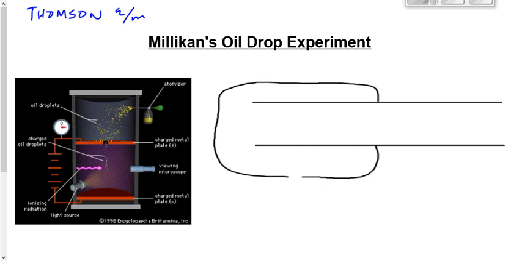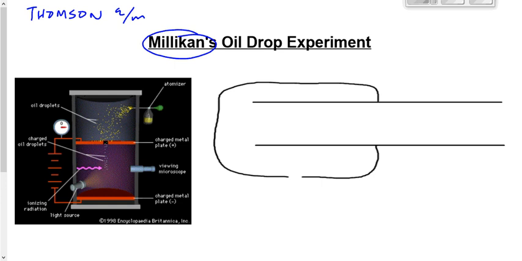So enter Millikan. Robert Millikan, in the first part of the 20th century, performs an experiment that we call the oil drop experiment that is used to find not the charge to mass ratio, not to discover the electron, that's already been done, but rather to find the charge of the electron. And here's how it works.